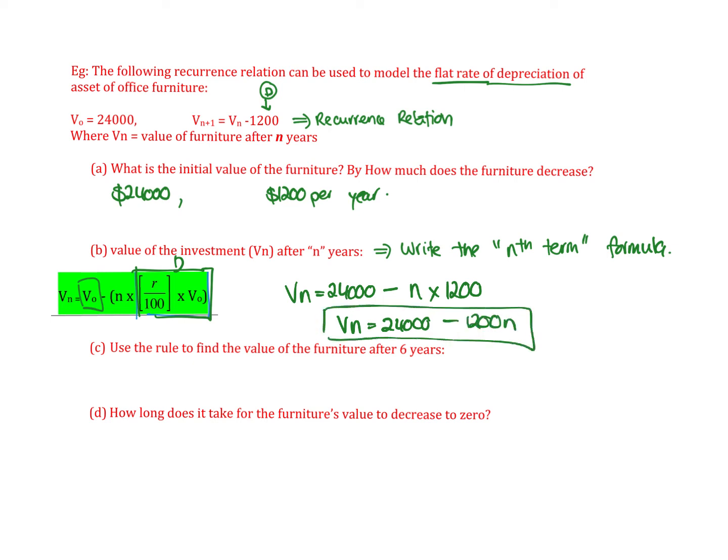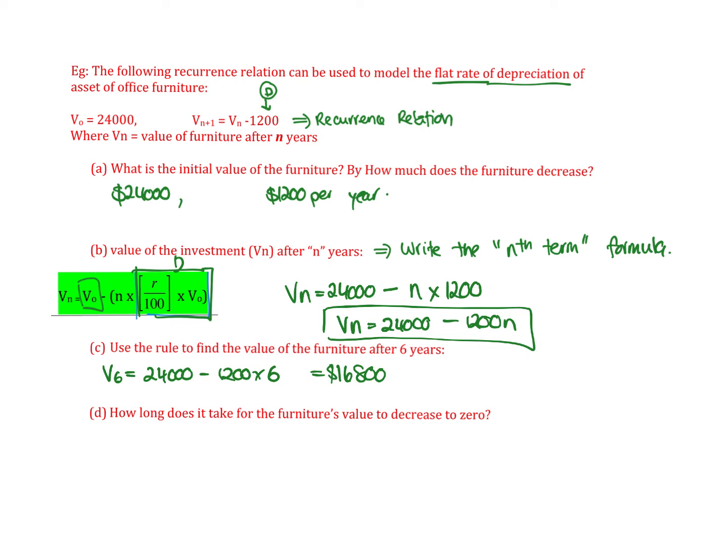Okay, so when they ask for the value of the furniture after 6 years, they actually want V6. So we do 24,000 minus 1,200 times 6, which equals 16,800. So the value of the furniture was 16,800 after 6 years.